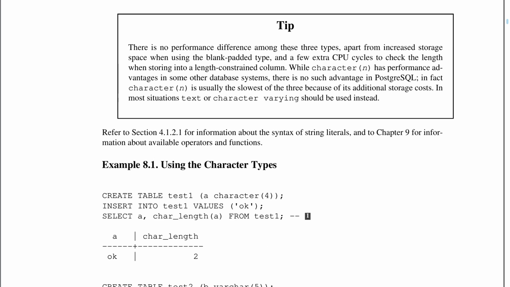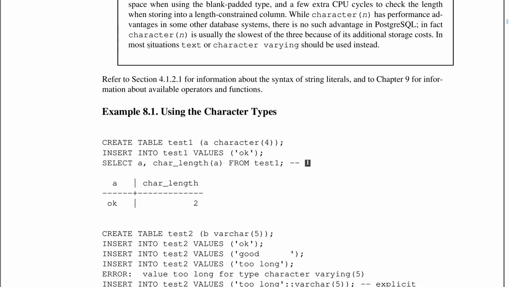There is no performance difference between these three types apart from the increased storage space when using a blank-padded type and a few extra CPU cycles to check the length when storing into a length-constrained column. While character(n) has performance advantages in some other database systems, there is no such advantage in PostgreSQL. In fact, character(n) is usually the slowest of the three because of its additional storage costs. In most situations, text or varchar should be used instead.